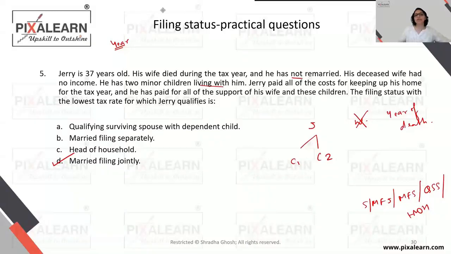Okay. Naveen, are you clear with this? Is this clear? Naveen, I can't hear you. Sakshi, is this clear? Okay.